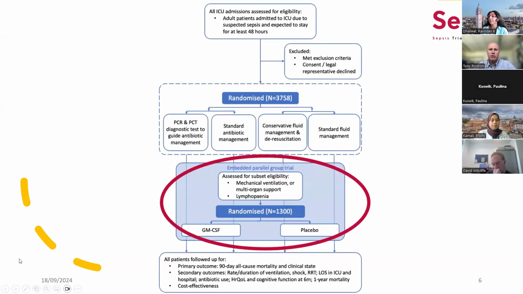So how does the GM-CSF intervention fit into the trial? As I say, it's the delayed intervention. Patients will be randomized to interventions 1 and 2 within the first 24 hours of admission to critical care, whereas patients will only be recruited to the GM-CSF intervention once we've seen evidence that they are a level 3 patient, so they either require invasive mechanical ventilation or multi-organ support in the form of renal replacement therapy and vasoactive support, and they have evidence of a persistent lymphopenia.